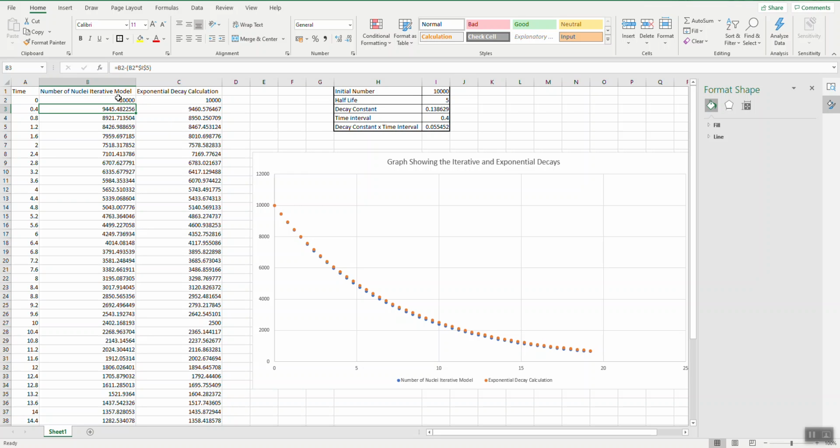So what you'll notice is that for each successive row, it's doing this equation. It is taking the value it had in the last time interval and subtracting that by the value multiplied by the decay constant multiplied by the time interval, which is this number here. So it's just doing that constantly all the way down. What I've got here is the exponential calculation. So this is the true radioactive one.